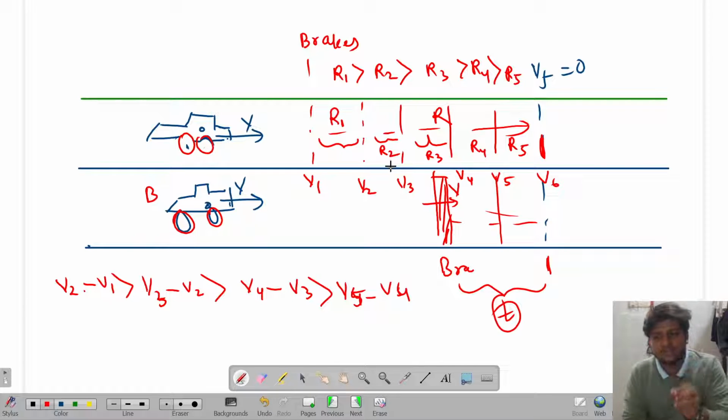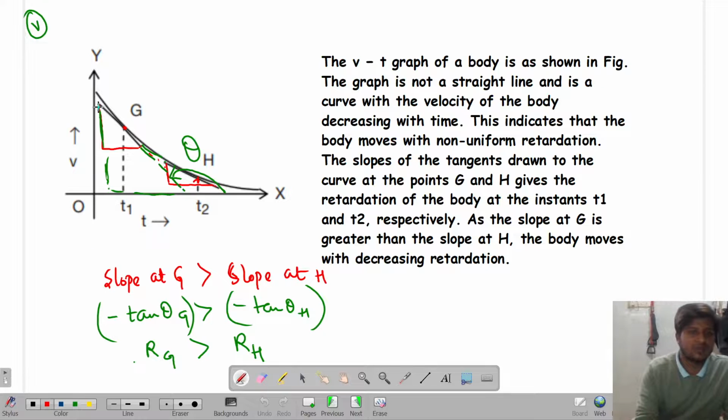Since velocity v2 is also less, v3 will also be very much less, so this r2 will become very much less. Yes or no? Since r2 depends upon the change in these velocities, these factors are going to decrease after some time. So that is why I have this kind of graph.